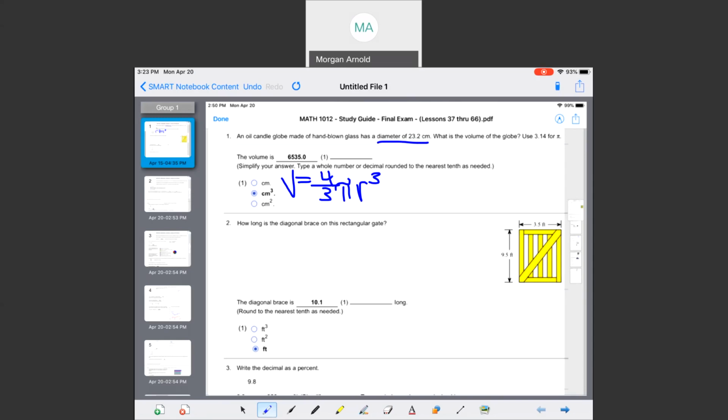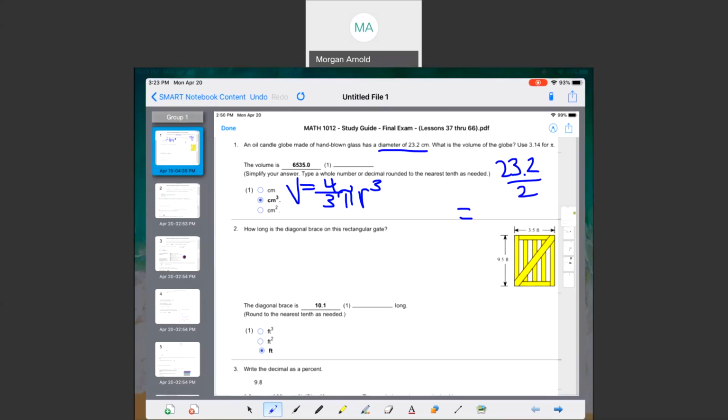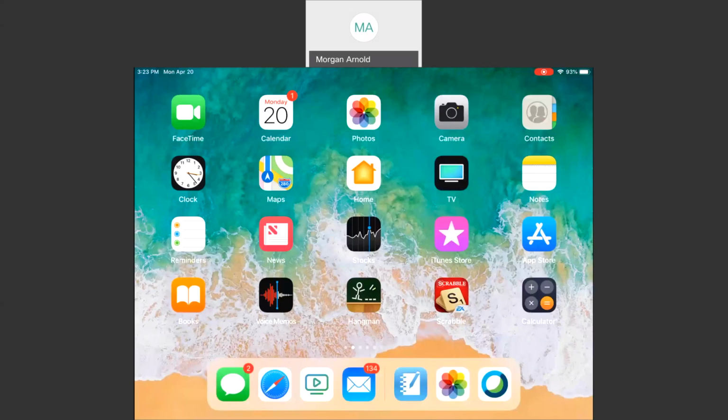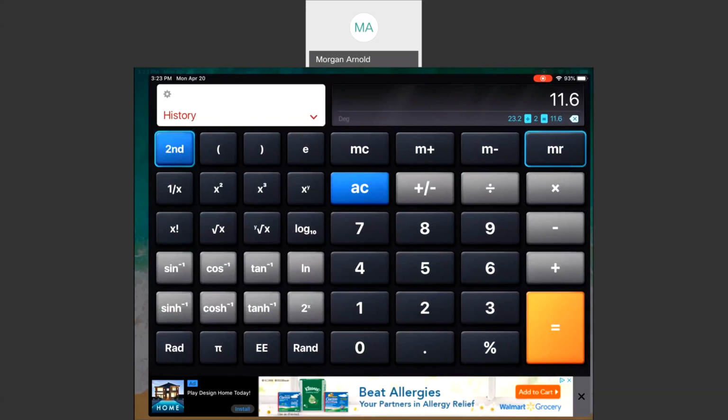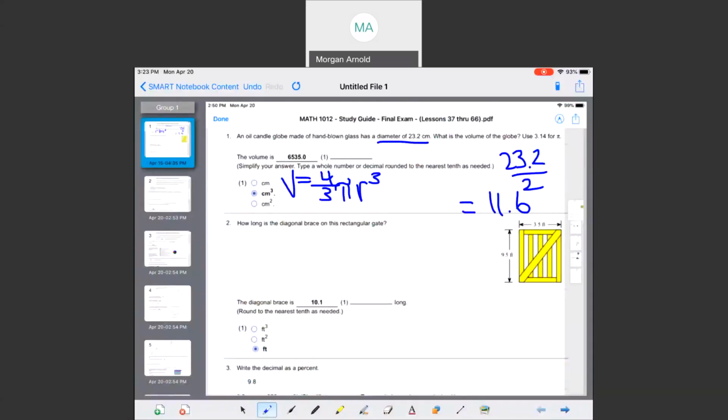Now, since we're given the diameter, we must find the radius. And we know that the radius is half the diameter. So just divide 23.2 by 2, and that will give us 11.6, I believe. So our radius is 11.6. So we just plug everything in to our formula, and pi we'll use 3.14, and the radius is cubed.